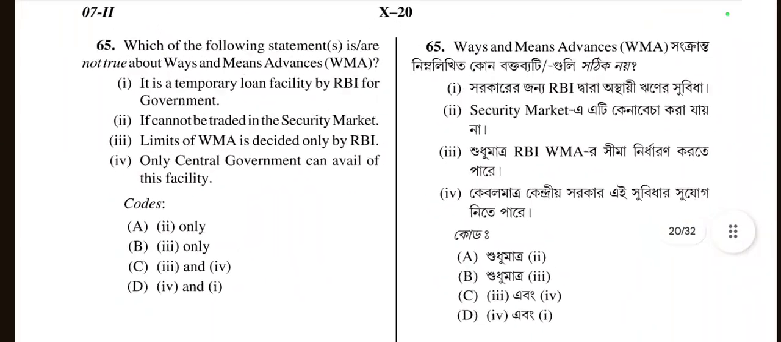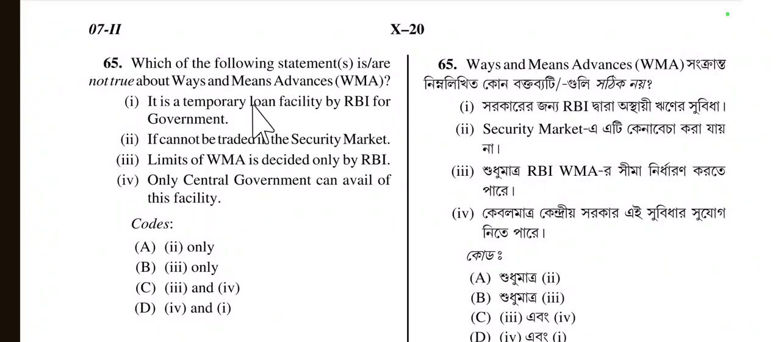Then come to question number 65. Which of the following statements are not true about ways and means advances? So the first statement is, it is a temporary loan facility by RBI for the government. Yes, it is a temporary loan facility, because ways and means advances is a temporary loan facility provided by the RBI to help the government manage mismatch in its cash flow. So this is correct.